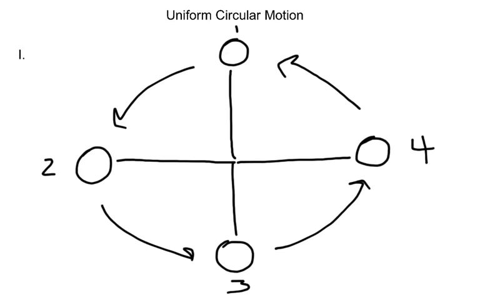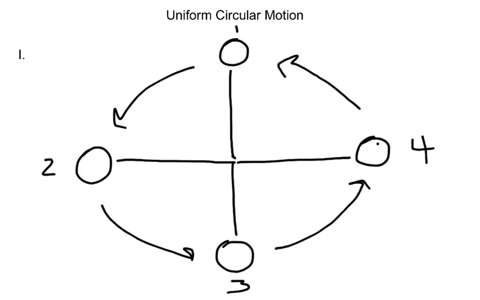Today's lesson is on uniform circular motion. Imagine you have a ball attached to a string and it is being rotated counterclockwise in a circle. The ball is moving with a constant speed as it goes around in the circle, and the ball is accelerating because it is continually changing direction.